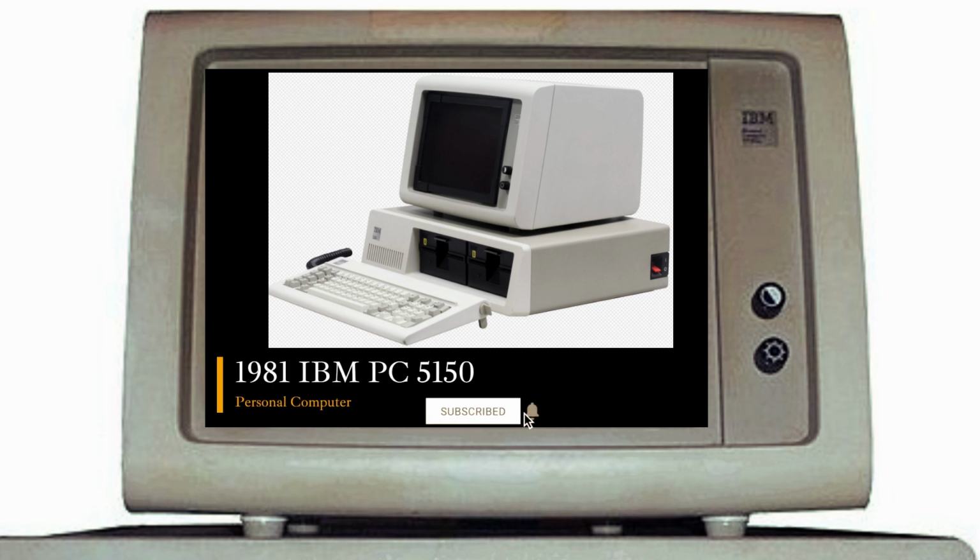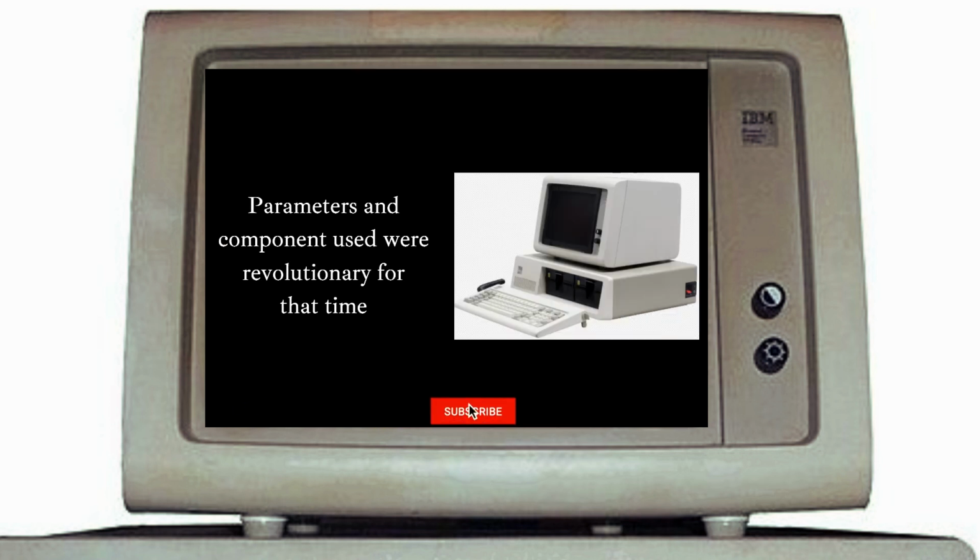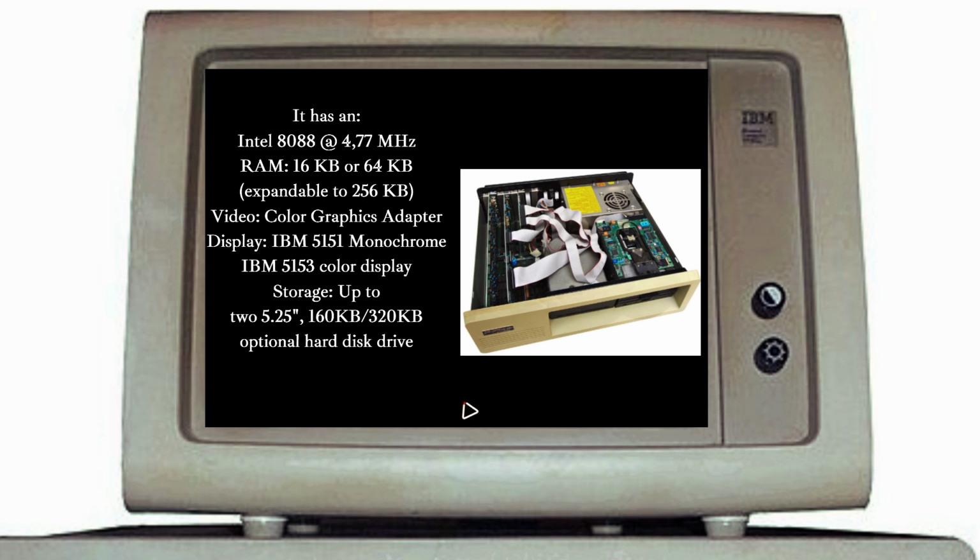(1981) IBM PC 5150 personal computer. The parameters and components used were revolutionary for that time. It had an integrated Intel 8088 at 4.77 MHz. RAM, 16 kilobytes or 64 kilobytes, expandable to 256 kilobytes. Video, color graphics adapter. Display, IBM 5151 monochrome or IBM 5153 color display. Storage, 5.25-inch, 160 kilobytes or 320 kilobytes, with optional hard disk drive.